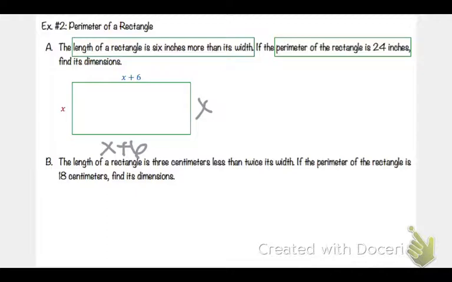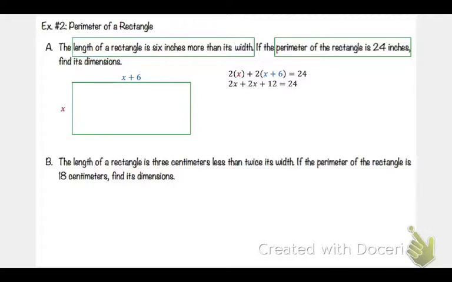So we have two x's there, and we have two x plus 6's. If we're finding the perimeter of this, that's going to go away. You can do 2 times x plus 2 times x plus 6, and it gives us the perimeter is 24. So you're just going to multiply those two. That's the same thing as adding x plus x plus 6, x plus 6 plus x plus 6.